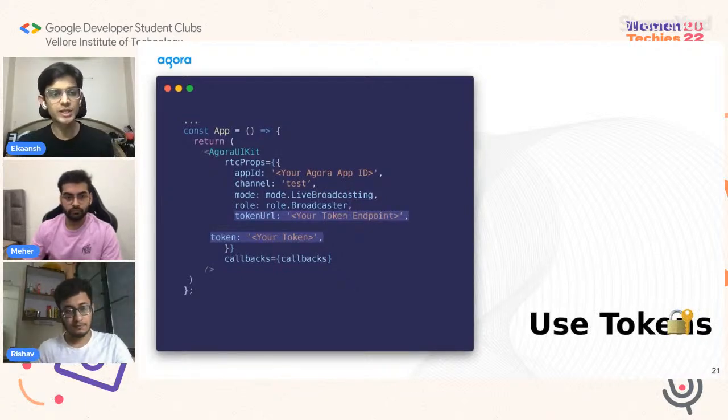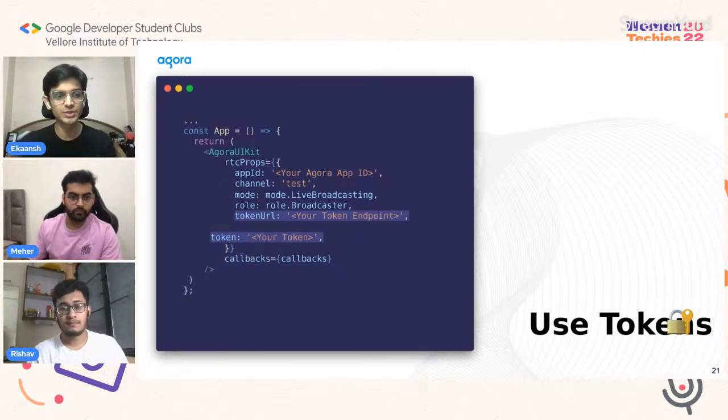Agora uses tokens to secure your communication, and with the UIKits, using tokens is super easy. You can just pass in a token URL from a pre-deployed link. It's super easy to just deploy it using 2 clicks with Heroku, or if you already have that infrastructure set up, you can pass in your token as well. Next slide, please.